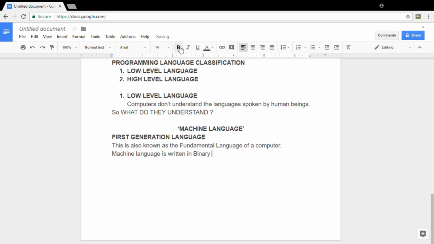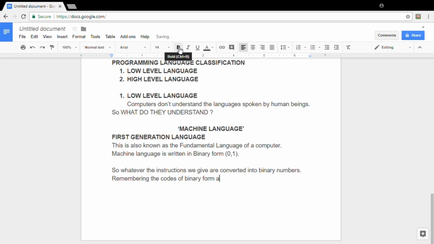So what is binary form? Zeros and ones. So whatever the instructions we give are converted into binary numbers. Remembering these codes of binary form are difficult. So then, the advent of assembly language took place.